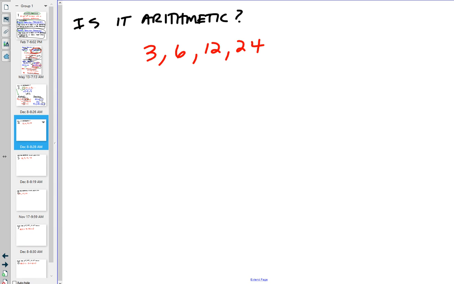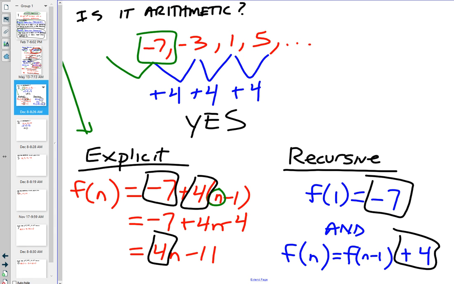Let's do another one. Is this arithmetic? Well, let's see. What's the first difference here? +3. How about the next one? +6. The next one? +12. Is this difference common? No. Because this is not common, that just means it's not arithmetic. Does that mean that you can't define it explicitly and recursively? No, it can be done, but you're not responsible for that. The only thing you have to know is how to define an arithmetic sequence explicitly and recursively.